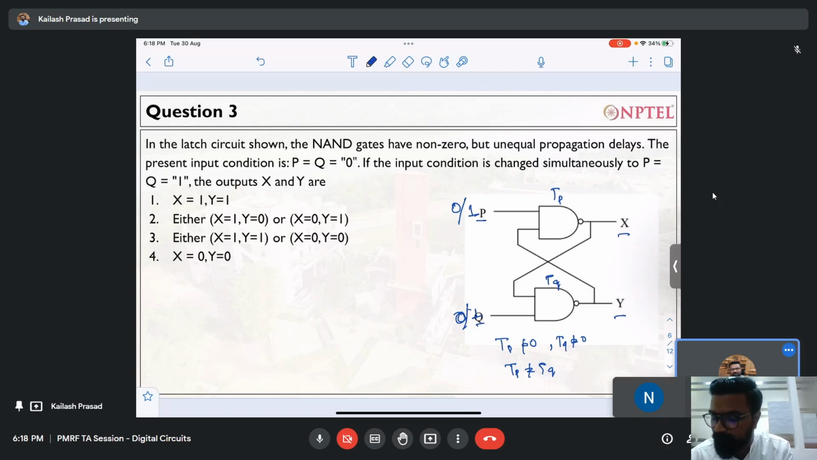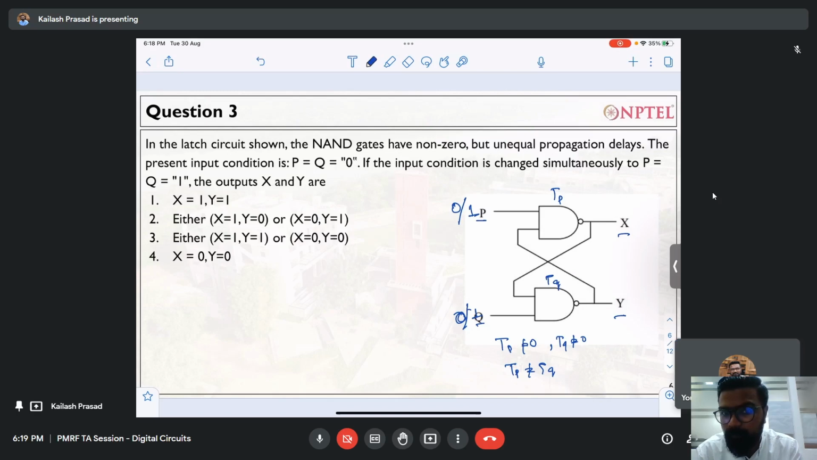So I have four options. X and Y both are 1. The other option is X and Y both are 0. The second option is either X is 1, Y is 0, or X is 0, Y is 1. Or either X, Y both are 1 or X, Y both are 0. So anybody want to answer this question?